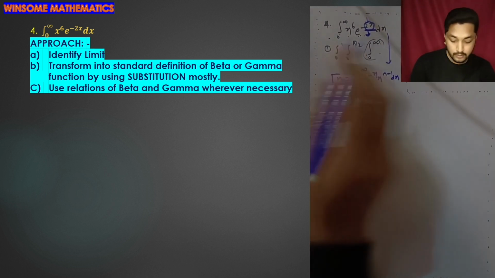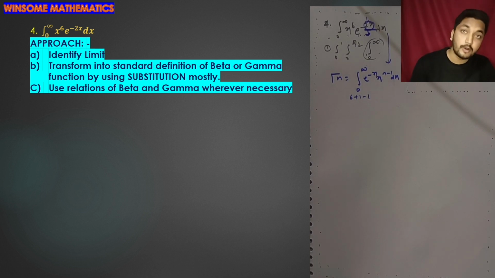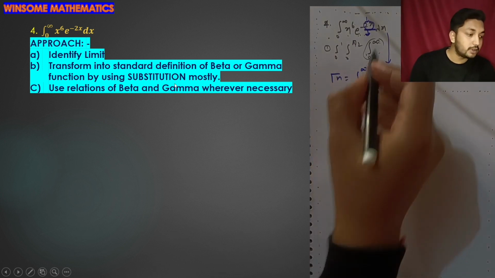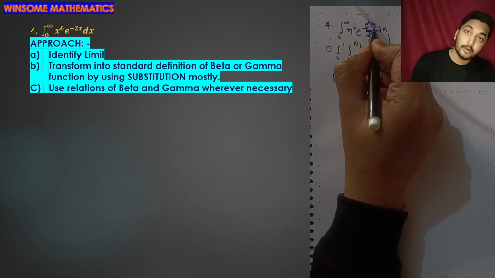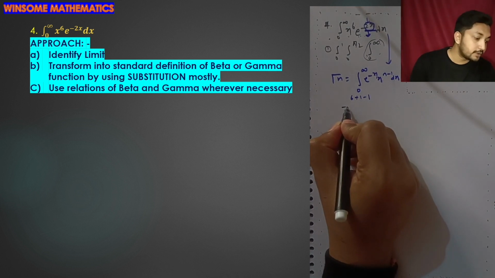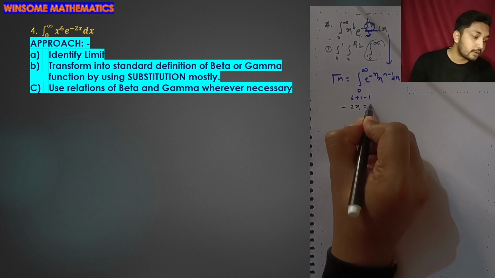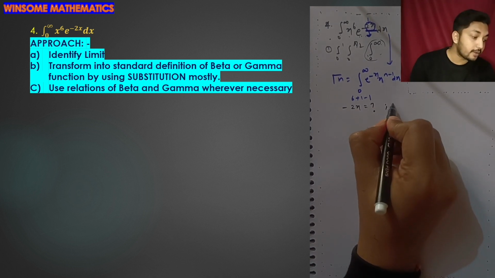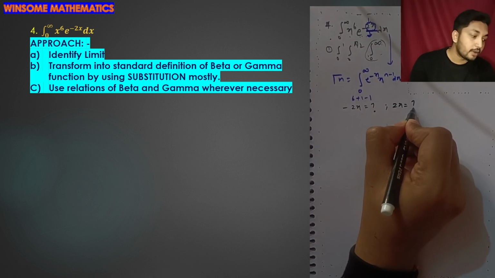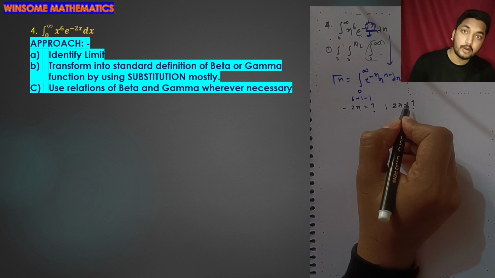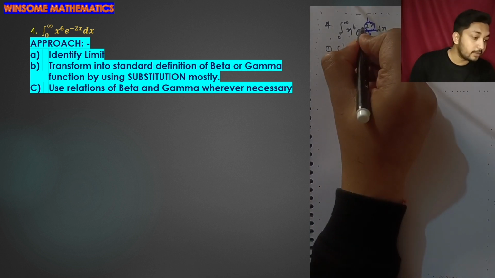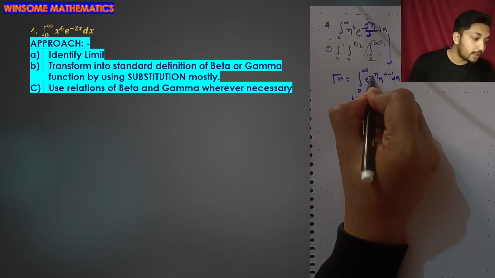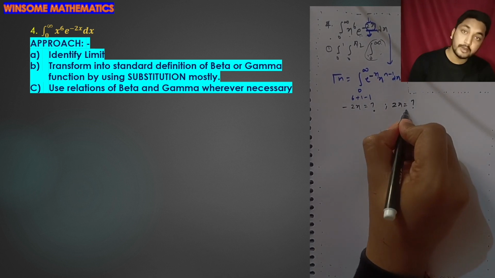So now let's solve this problem. How? By using substitution. So what will we substitute? We will substitute minus 2x. Actually, we will substitute 2x is equal to what? Why? Because we eventually need minus here and minus here. So we will substitute 2x is equal to what?